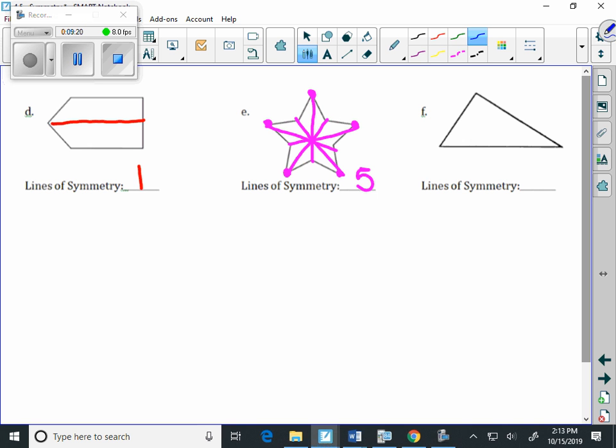letter F looks like a scalene triangle. No congruent sides or angles. And in fact, in this case, there's no way that we have any symmetry. We can't draw in a line and get symmetry on this particular picture. No way to fold that figure that maps onto the other side.